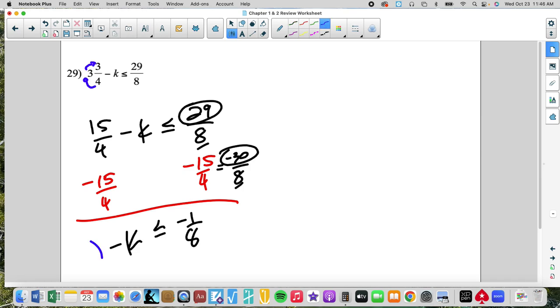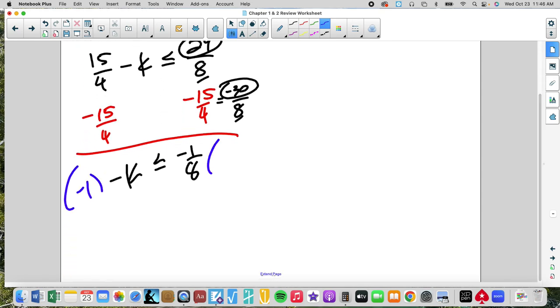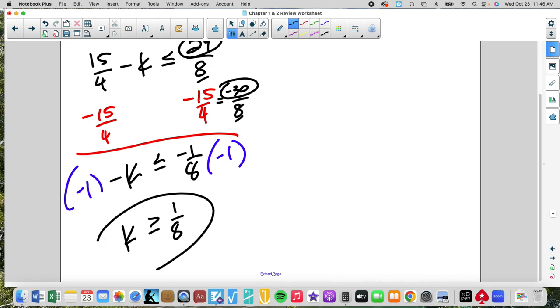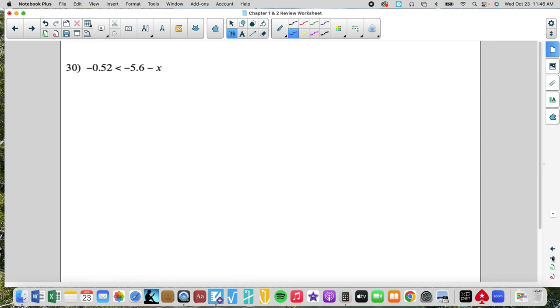I'm going to multiply both sides by -1. I get k is greater than or equal to positive 1/8. I multiply both sides by a negative, so I have to flip the inequality sign. Again, we're doing this multiple times.